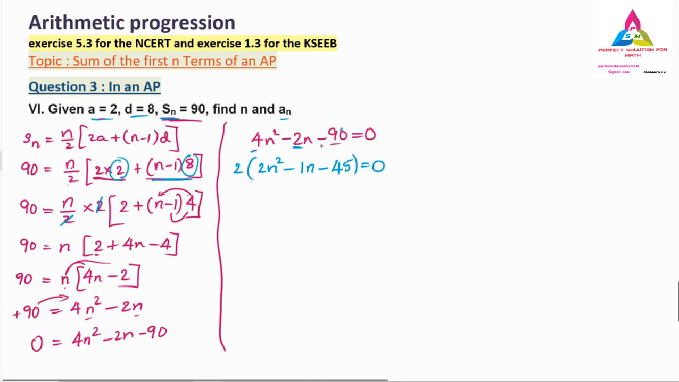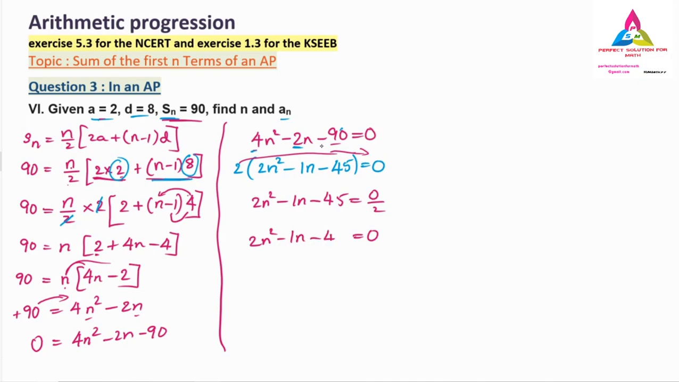So the next step is simple. This 2 we have to shift to the other side, that is, into 2 is equal to 0 on that side. So 2n square minus n minus 45 is equal to 0 by 2. 0 by 2 is obviously 0 only. So 2n square minus n minus 45 is equal to 0. This is our thing. Now what is the next step?